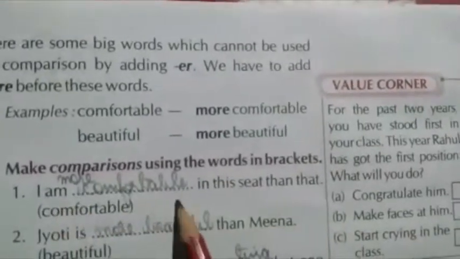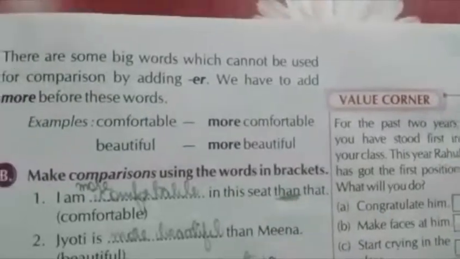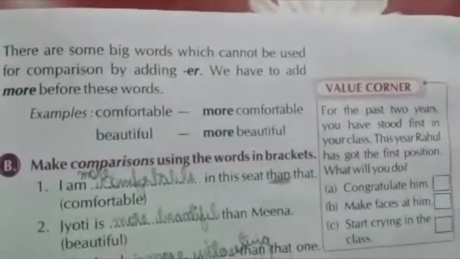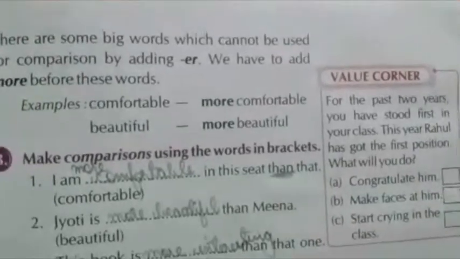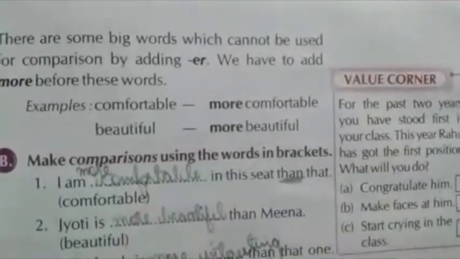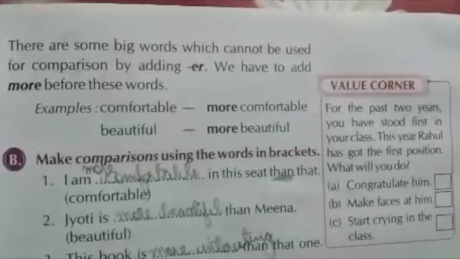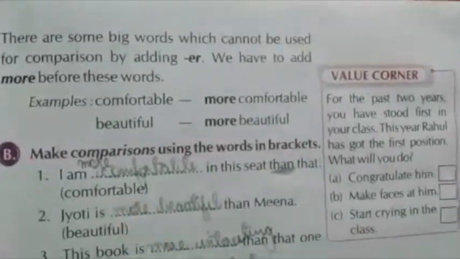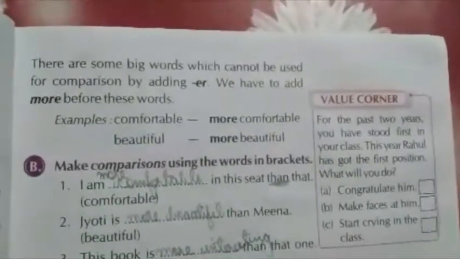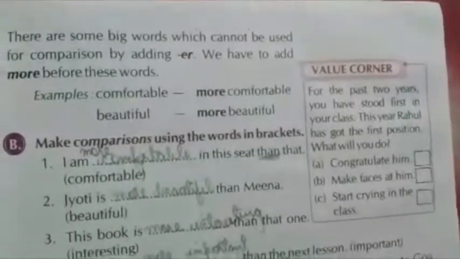So see this question. I am dash in this seat than that. You see the word than. You suddenly see than. That is comparative degree. You have to use comparative degree, that is the er form. But the adjective here is comfortable. Comfortable is a big word. You cannot add er over there. So you have to use more comfortable. You cannot use comfortabler. You have to use more comfortable.